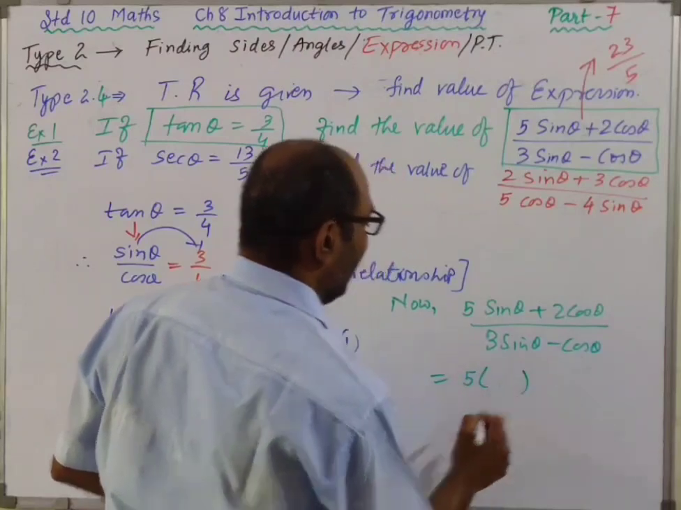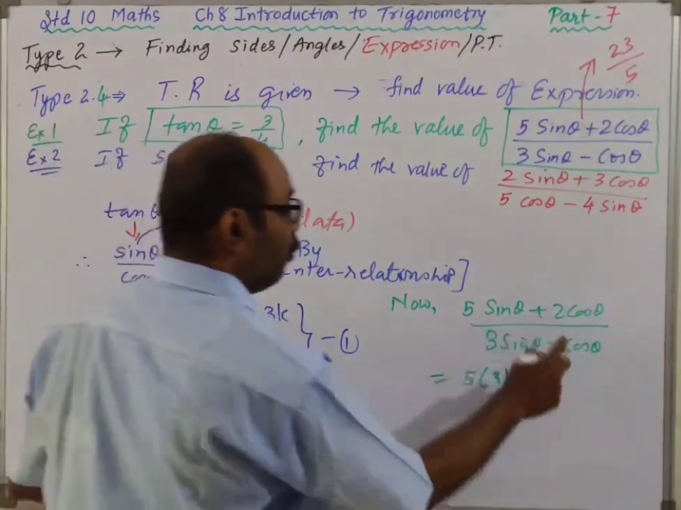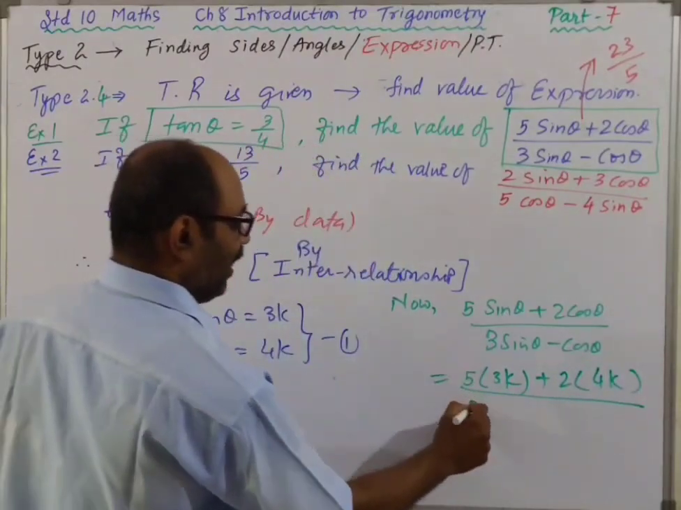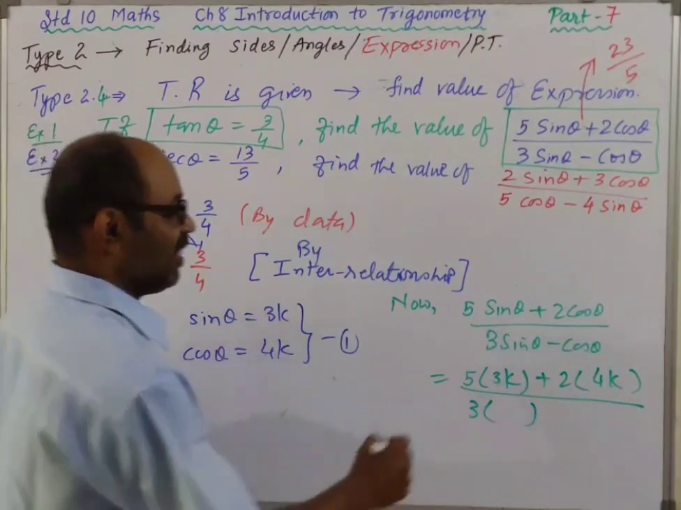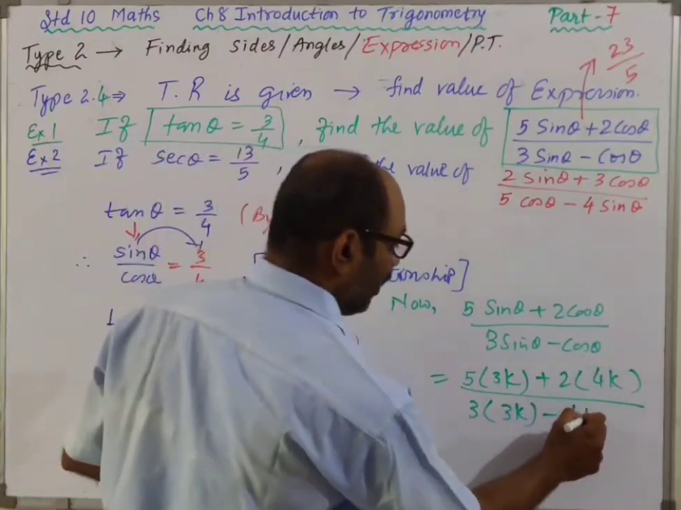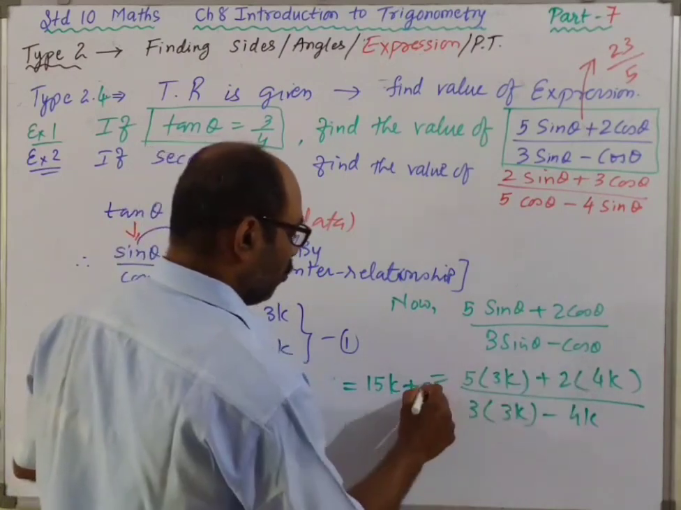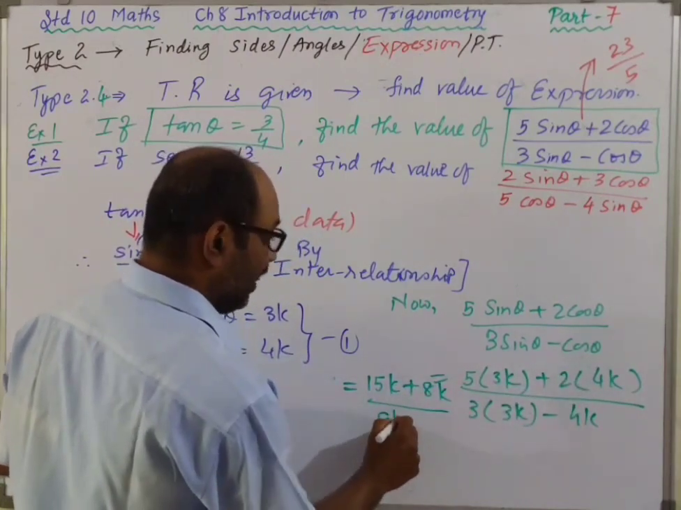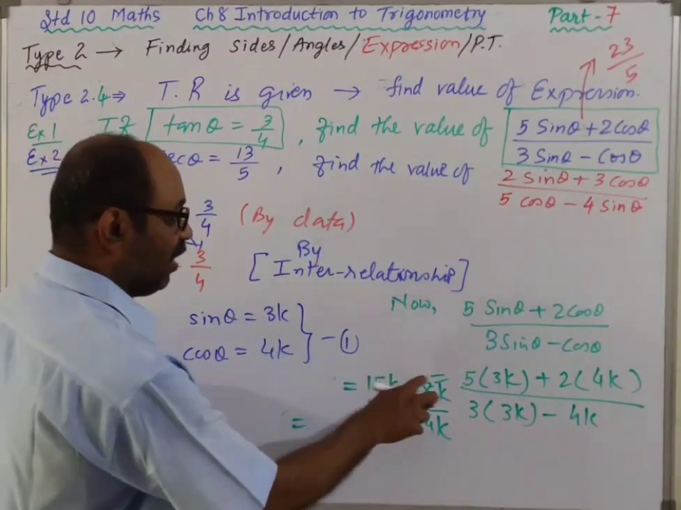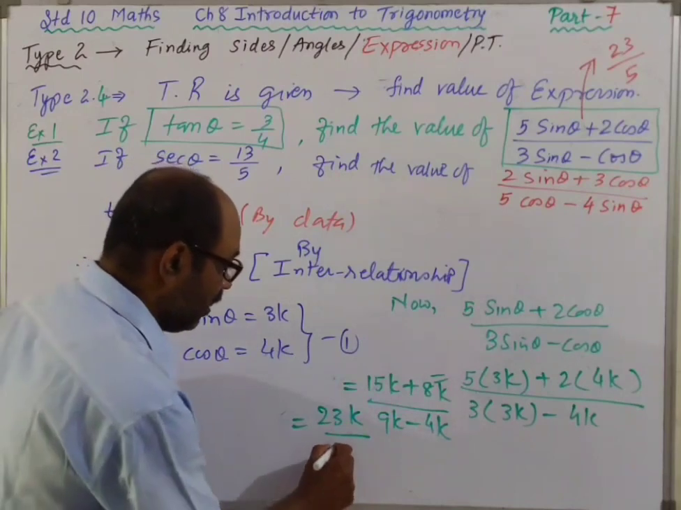That is equal to 5 into, what is sin theta? 3k, plus 2 into, what is cos theta? 4k, whole upon 3 into sin theta, that is 3k, minus cos theta, that is 4k. That is equal to 5 3s are 15k plus 4 2s are 8k upon 3 3s are 9k minus 4k. They are like terms. 15k plus 8k is 23k. 9k minus 4k is 5k.